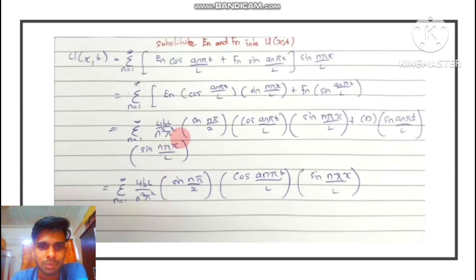And finally, substitution for En and Fn into uxt. By substituting, we will get the final answer, which is sigma 4 dl over n square pi square bracket of sin n pi over 2 cos an pi t over L sin n pi x over L. That is all, and thank you.